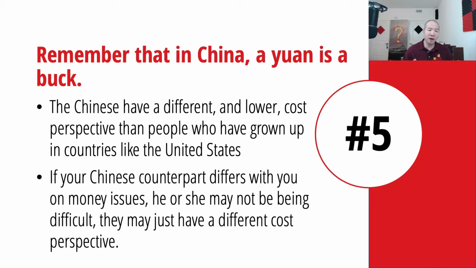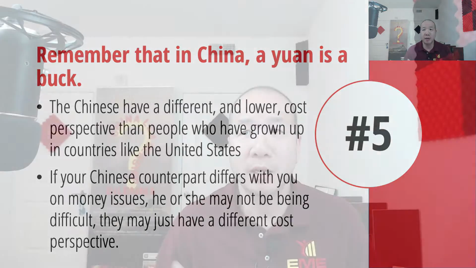Okay, so tip number 5 is kind of a strange one. It says, remember that in China, a yuan is not a buck. So basically what it's saying is that in China, the largest currency is a 100 yuan bill. It's just a $100 bill, Chinese dollar bill. And it's basically saying that the perception of money is different because 100 Chinese yuan is only about 15 US dollars. And so I'm not really sure.